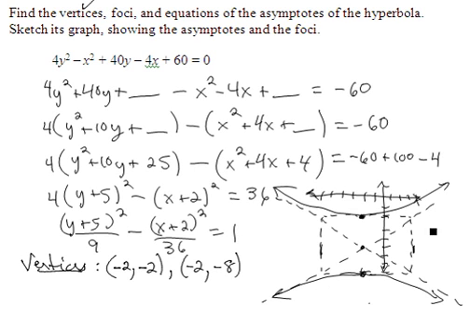We can get the equations of the asymptotes by looking at the rise over run from this center to the box. So that was up 3 and right 6, which gives me a slope of 1/2. And so the asymptotes are y equal 1/2 x, actually plus or minus 1/2 x.